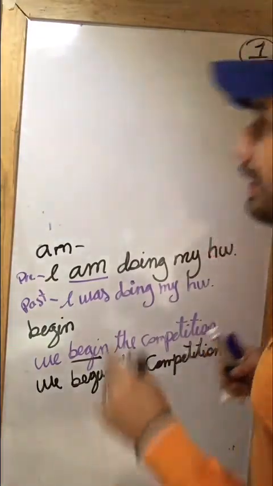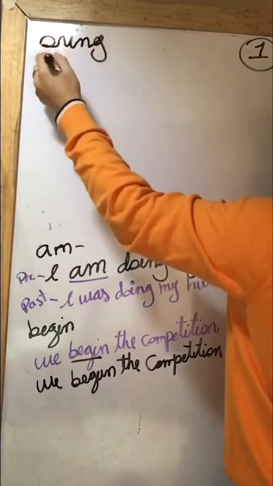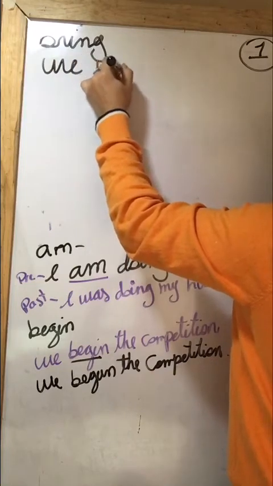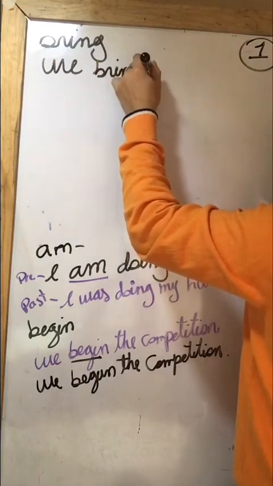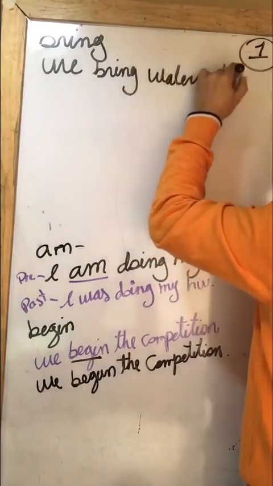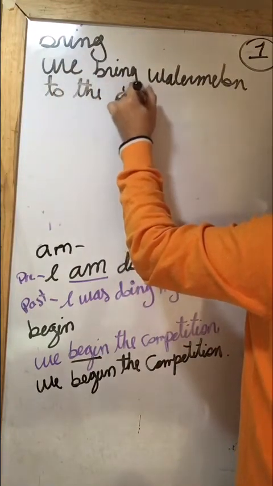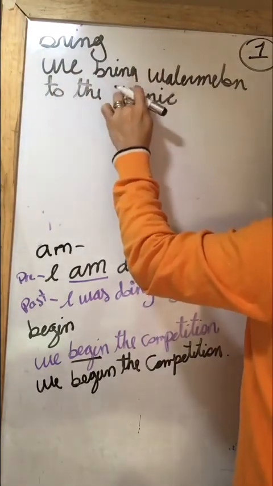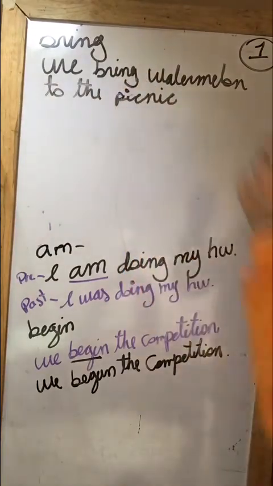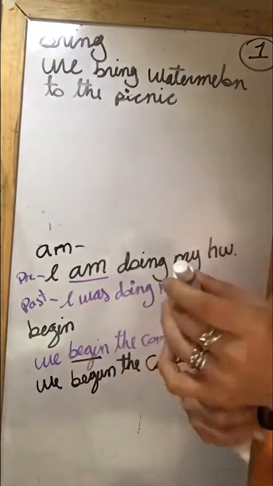The next word from the list is bring. Bring. So you can say we bring watermelon to the picnic. Okay? We bring watermelon to the picnic. Okay? Watermelon is that red fruit with black seeds.